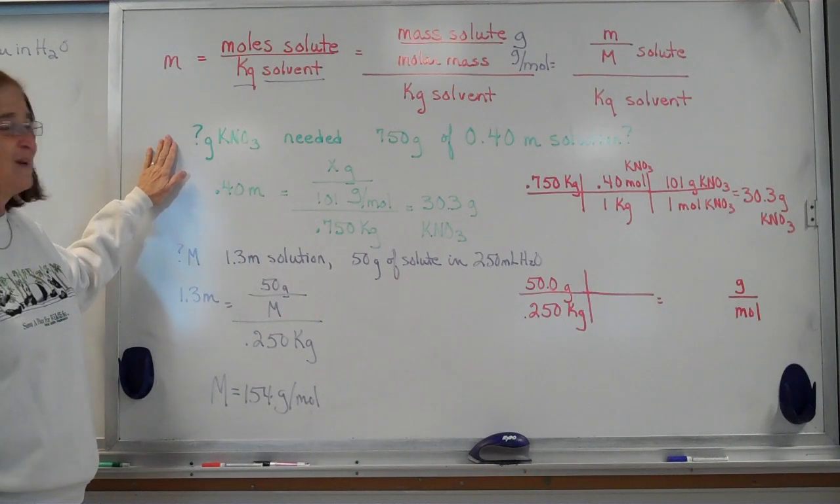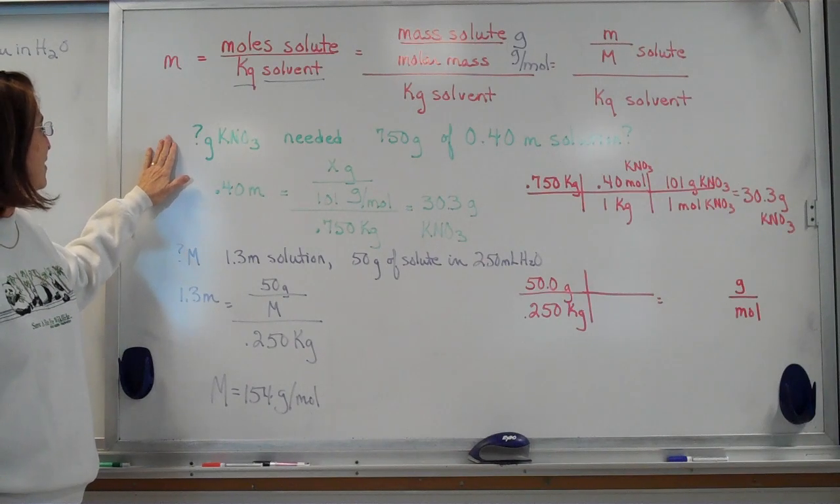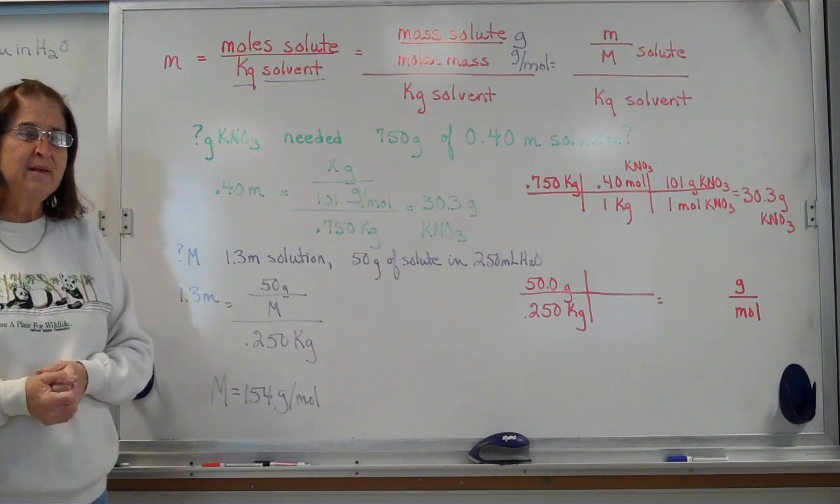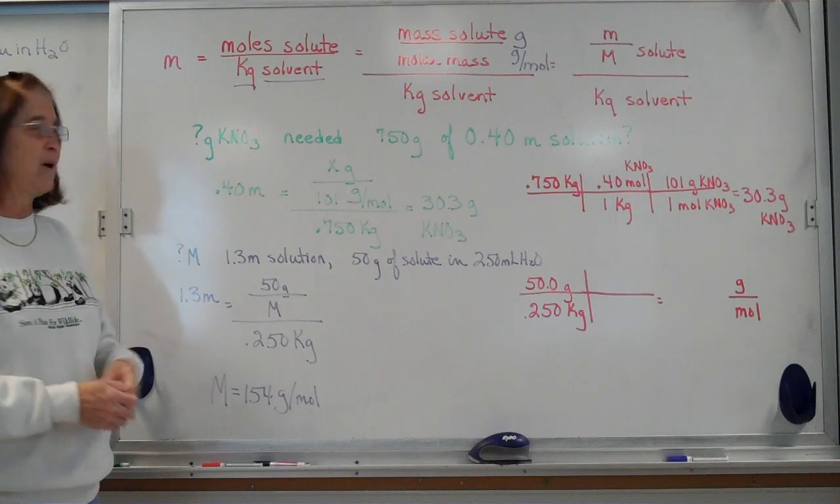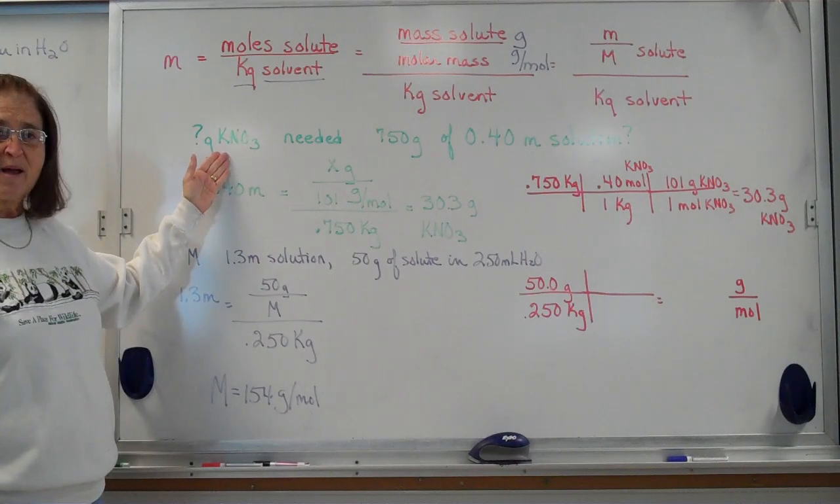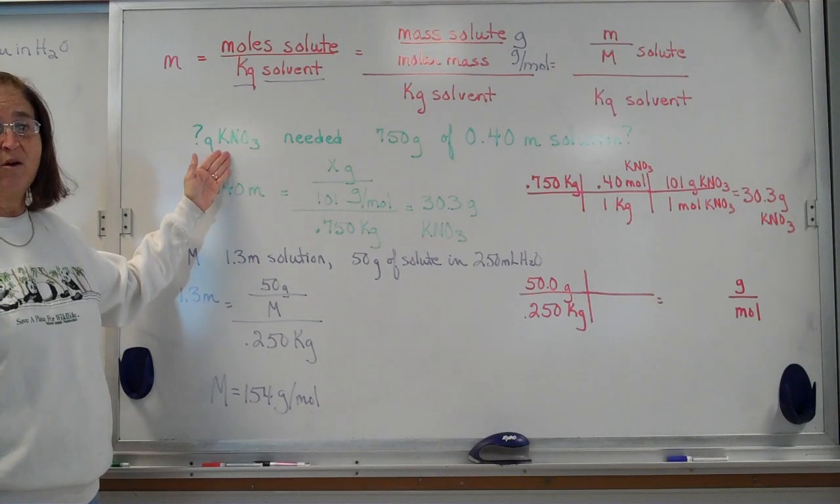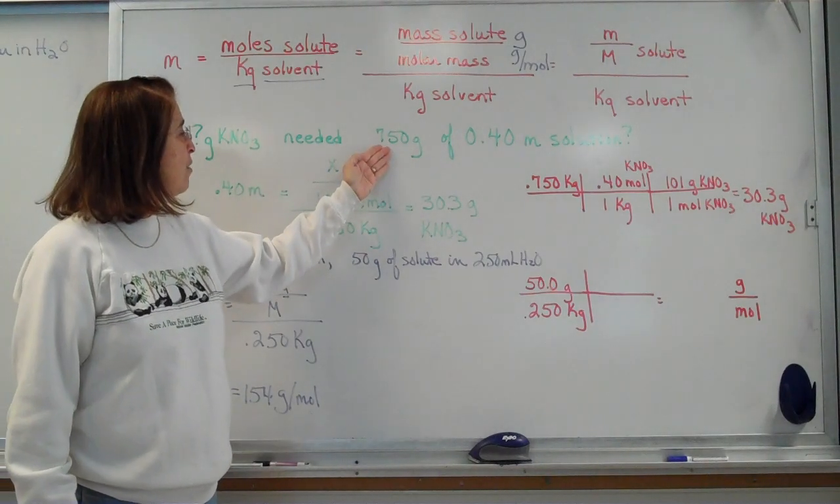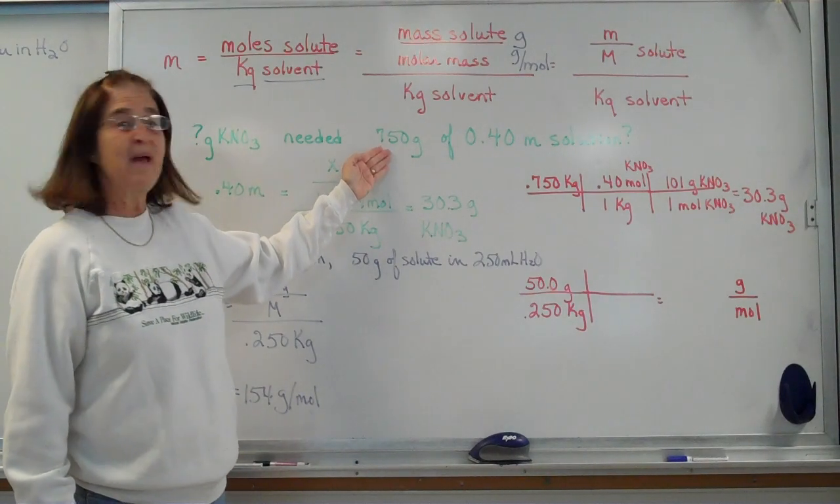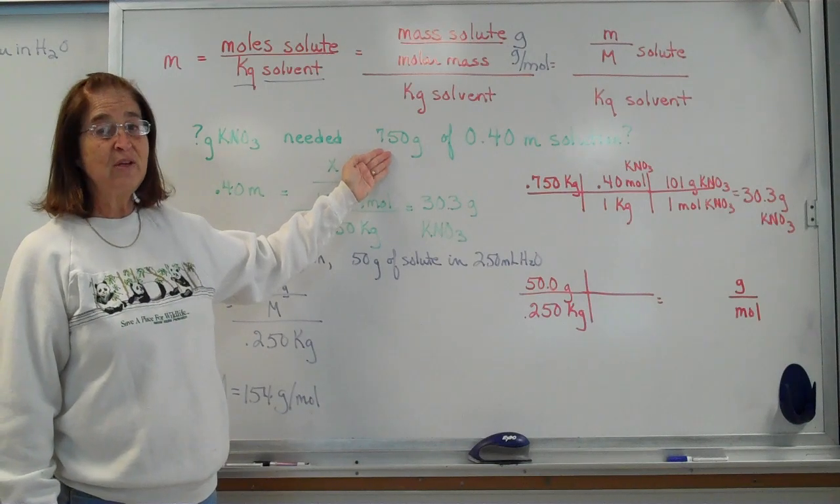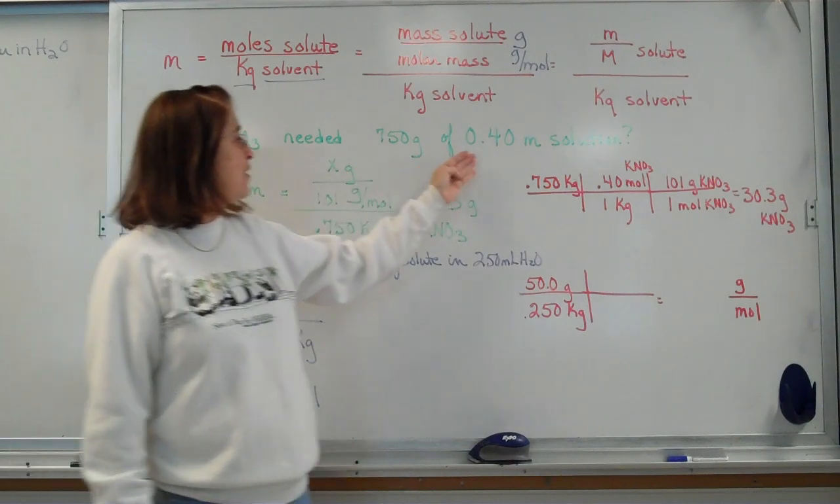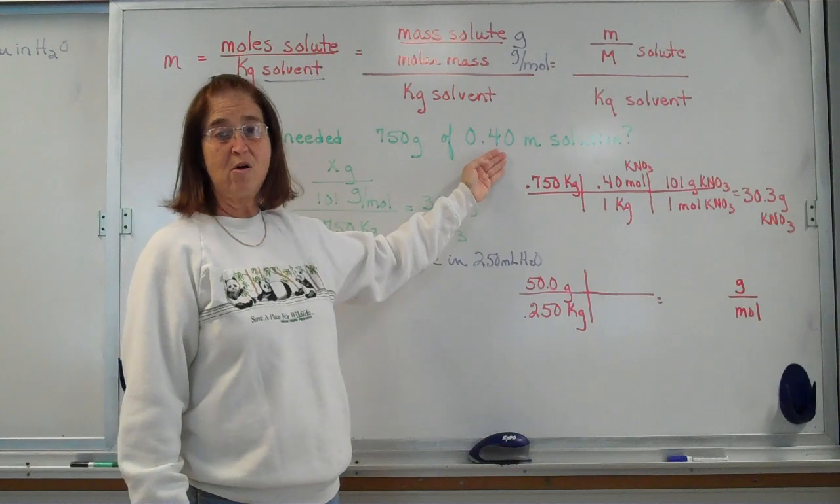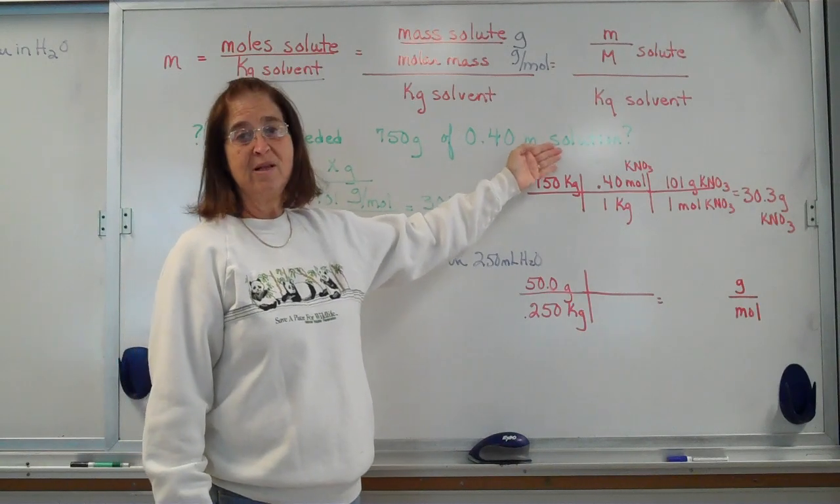In case you can't read it, since it's in a light green pen, it says: if I were going to make a solution of potassium nitrate, how many grams of potassium nitrate would I need if I wanted to make 750 grams of a 0.40 molal solution?